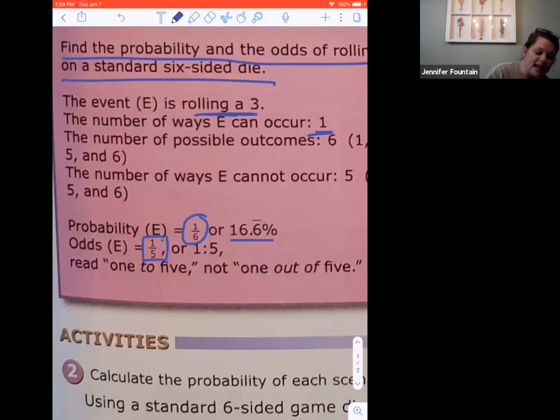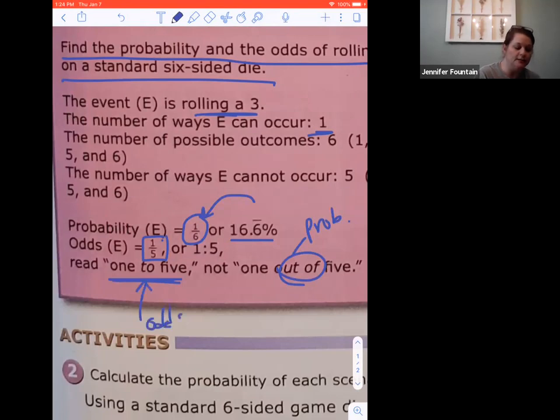And so now we read this as 1 to 5. Remember earlier we said we would have a 1/6 chance of something happening. When I say out of, that's probability. When I use the word to, that's going to be with odds. So I have a 1 to 5 chance of it happening, and I have a 1/6 probability.